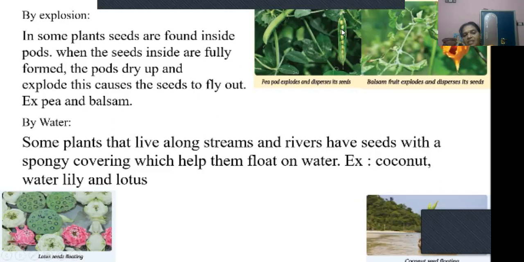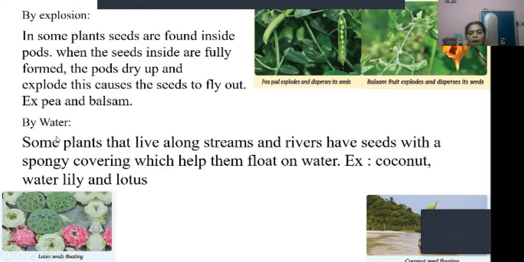This causes the seeds to fly out from the parent plant. In this way, dispersal will happen in these plants. Here, examples are pea and balsam. By the explosion method, these seeds are thrown away from the parent plant.